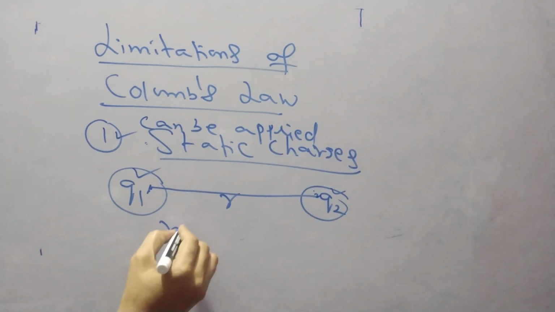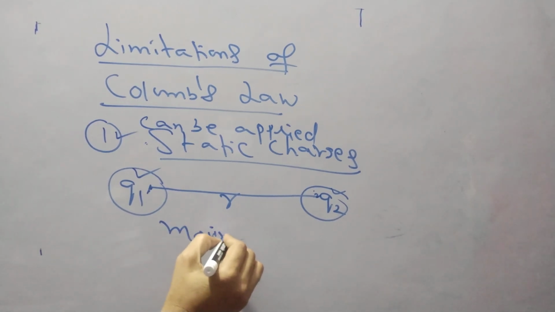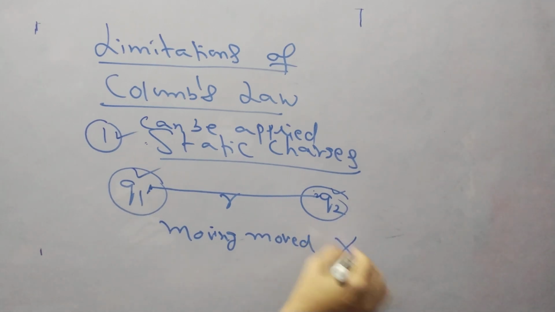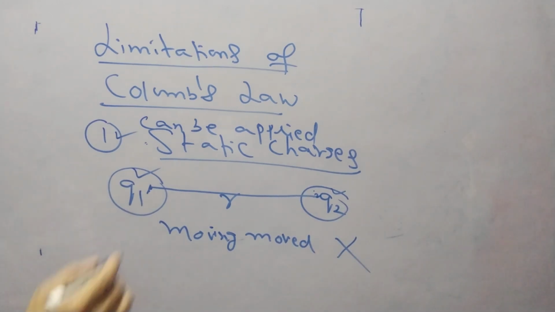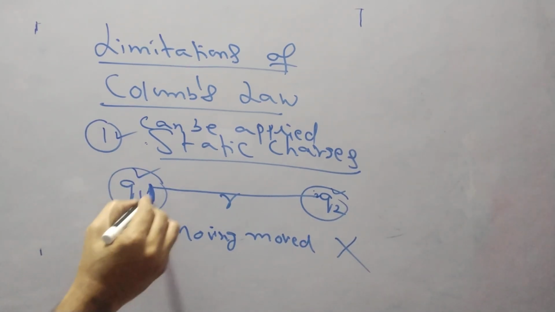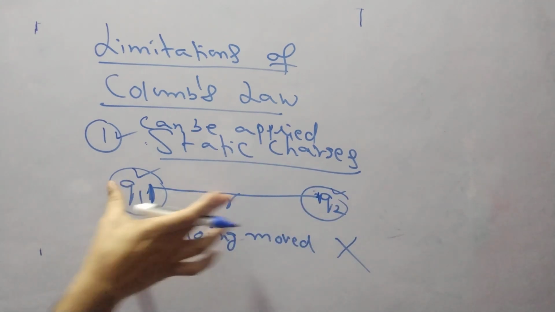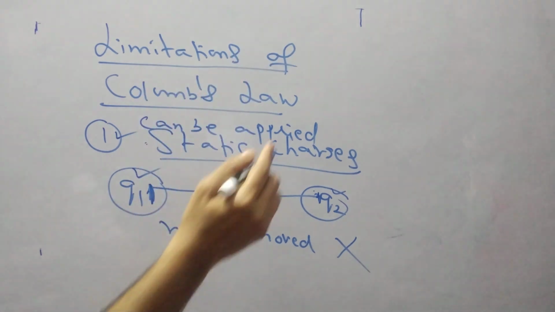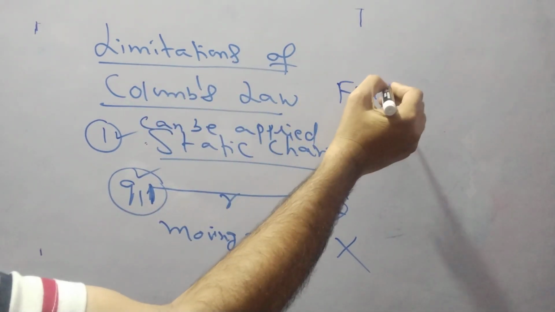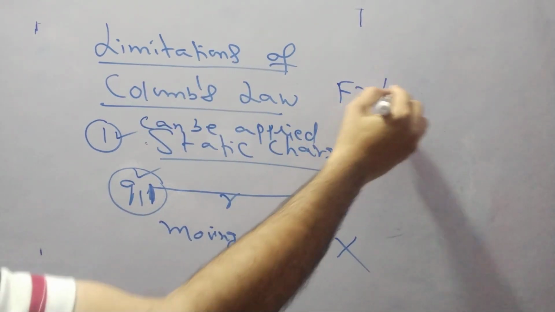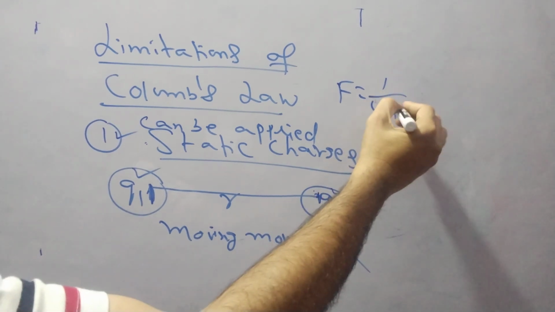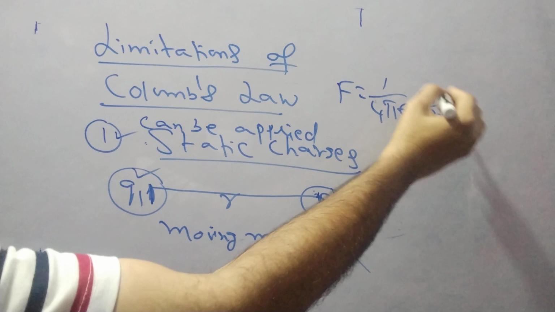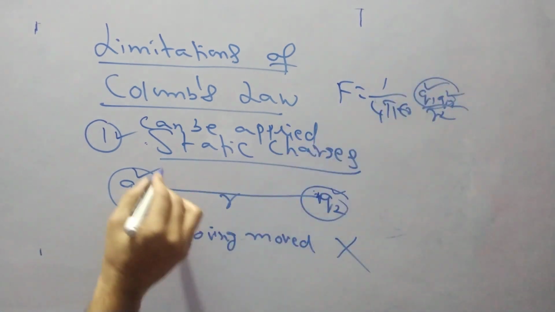For moving charges, means charges that are moved, this law is not applicable, right? Charges should be stationary. They should stand at this point only. Then we have to take the distance r. Then only this Coulomb's law can be applied. That formula F equal to 1 by 4 pi epsilon Q1 Q2 by r square is applicable when Q1 and Q2 are static.